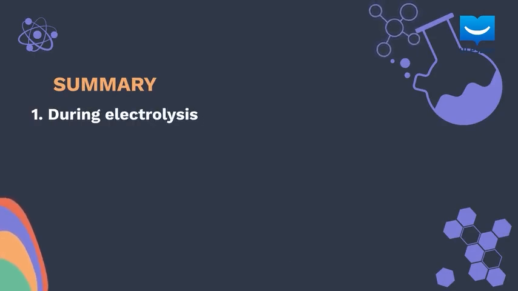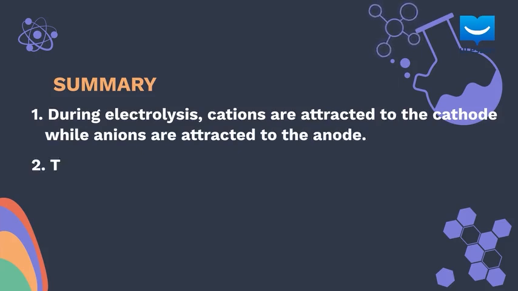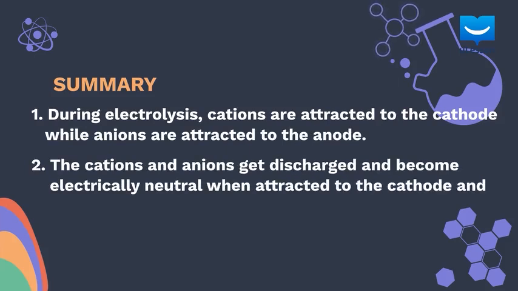During electrolysis, cations are attracted to the cathode, while anions are attracted to the anode. The cations and anions get discharged and become electrically neutral when attracted to the cathode and anode respectively.